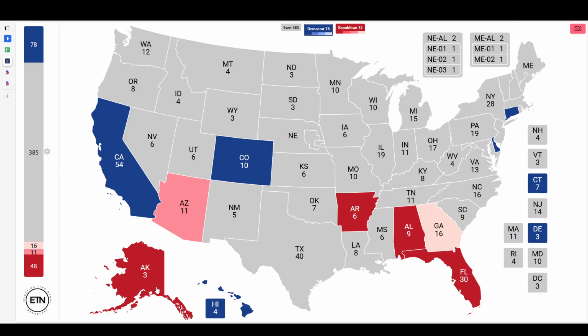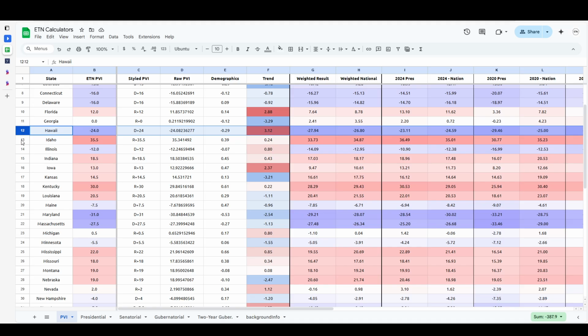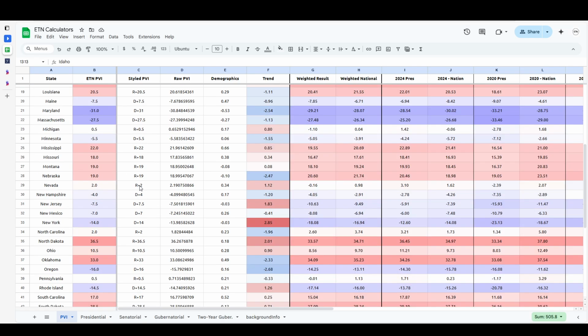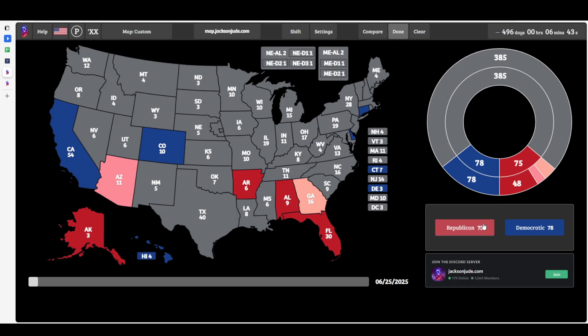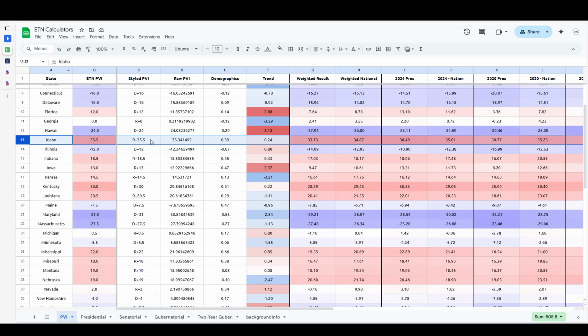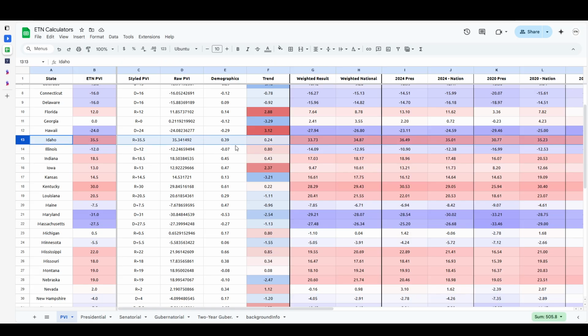It's only 4 electoral votes, though, so it's not going to be a huge loss if they do end up losing it. Idaho, R plus 35.5. This is one of the highest in the entire country, and there's literally no chance that the Democrats are going to be winning this, probably in my lifetime, unless there's obviously the chance that there's going to be large political realignments, but it's still moving to the right. So that doesn't necessarily help much of anything. The demographics are definitely beneficial to the Republicans.